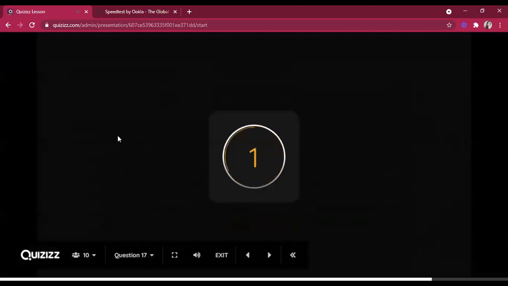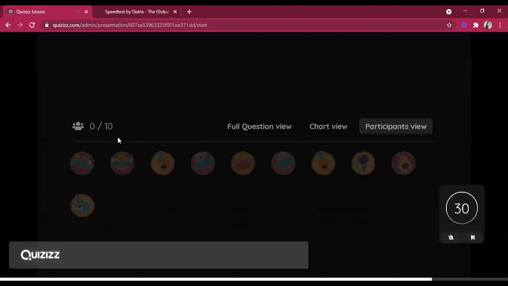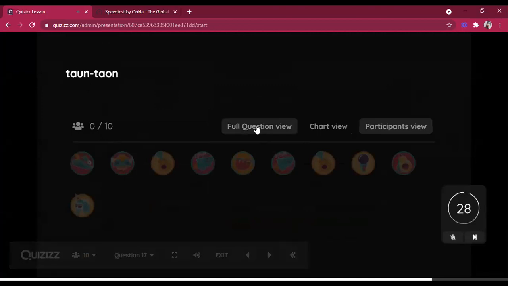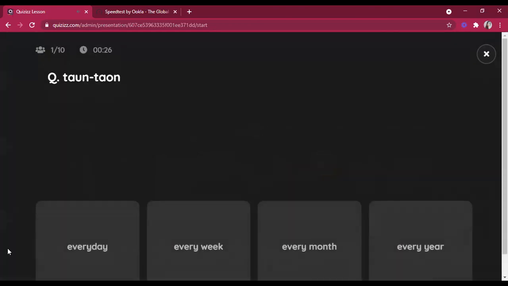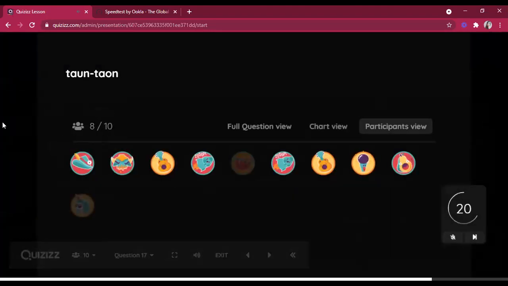All right, so sa susunod na linggo means next week. Next, number 17. Number 17, taon-taon is what in English? Every day, every month, every year.